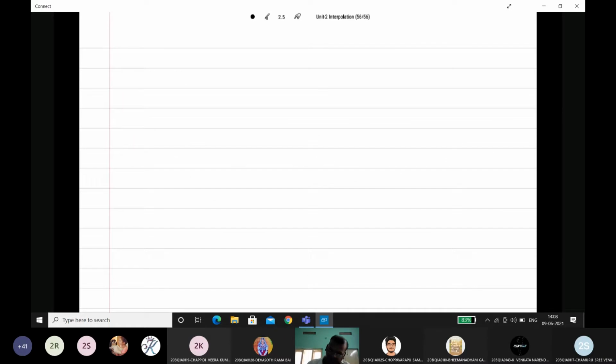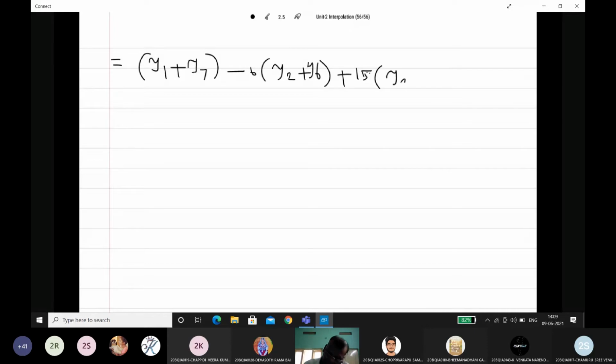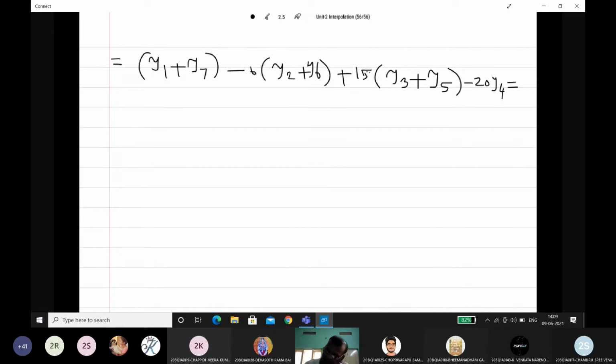That is equal to, now let us write y1 and y7 in one place. Let us add them: y1 plus y7 minus 6 into y2 plus y6, plus 15 into y3 plus y5, minus 20 y4 is equal to 0.